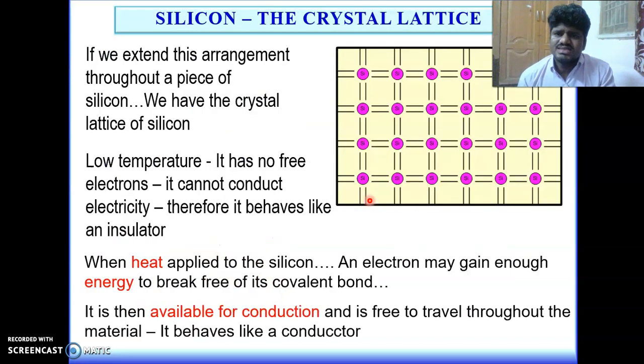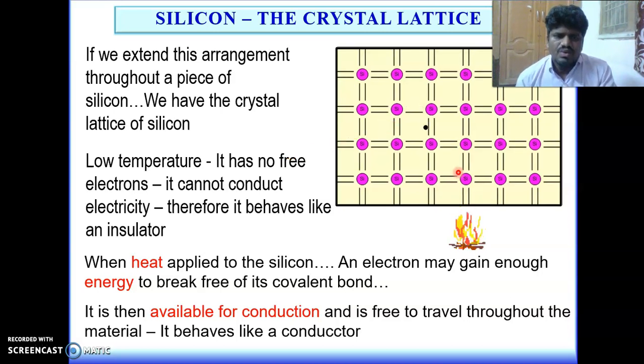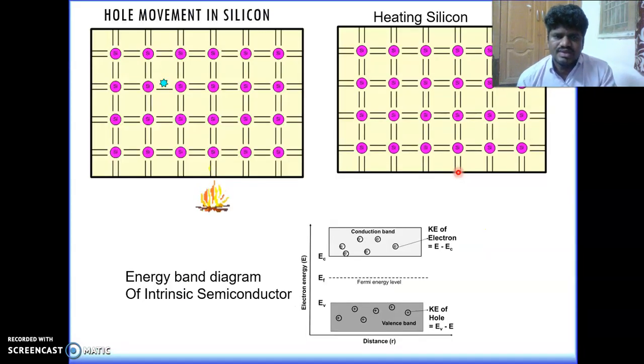Next, the silicon crystal structure looks like this. It is 2-dimensional. If you extend the same thing to 3 dimensions, you can see the diamond cubic structure. Whenever we apply energy in the form of heat or electrical energy, some of the electrons become free from the lattice, and these electrons move freely in the lattice. This is random motion if you have not applied any voltage.